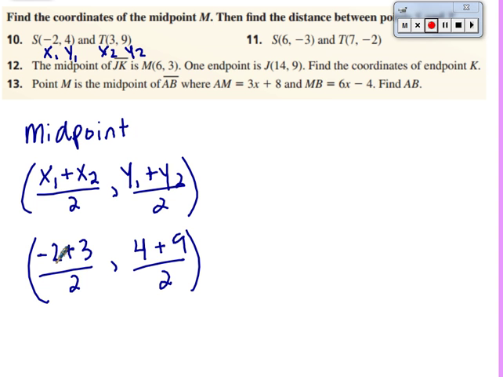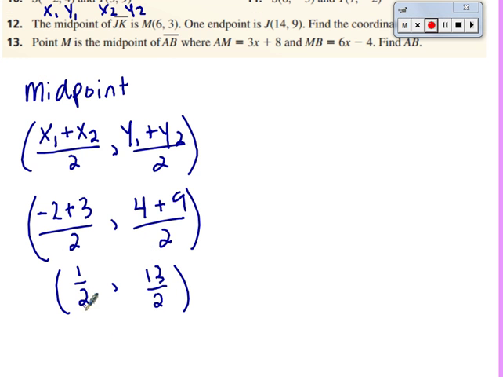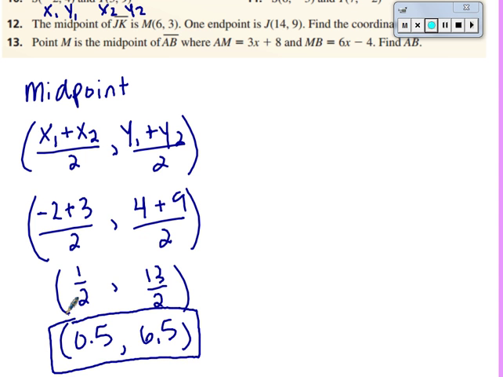So negative 2 plus 3 would be 1. So you have 1 divided by 2. Over here you have 4 plus 9. That's 13 divided by 2. So you could leave this as a fraction, but see if they simplify. 1/2 doesn't simplify, but as a decimal you could put 0.5. 13 over 2 doesn't simplify, but you could put it as a decimal, which would be 6.5. So there's your answer. That would be the midpoint, which means the middle of the segment.